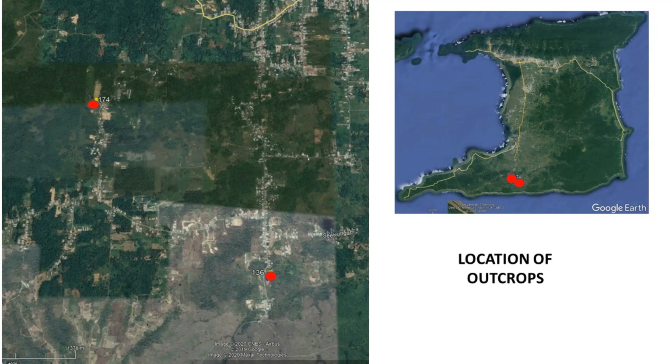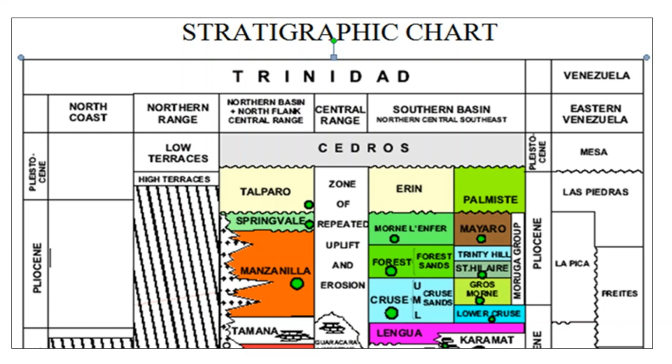Using the Google Earth image to locate ourselves, the outcrops to be visited are in southern Trinidad between the towns of Pinal and Morne Diablo Beach. The first stop will be at an outcrop of Cruse Formation, while the second will be of Lower Morne L'Enfer sand, both of Pliocene age.